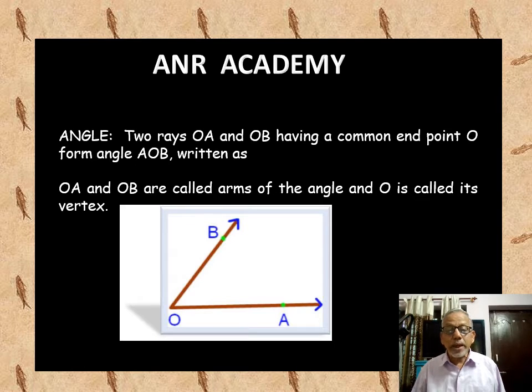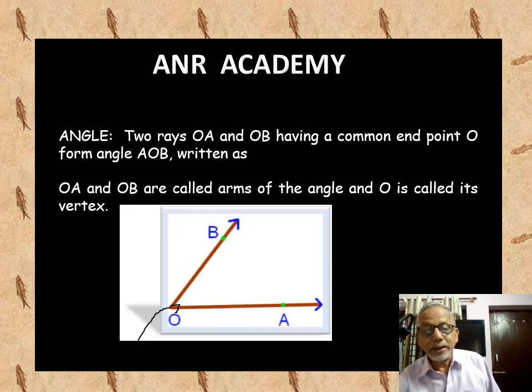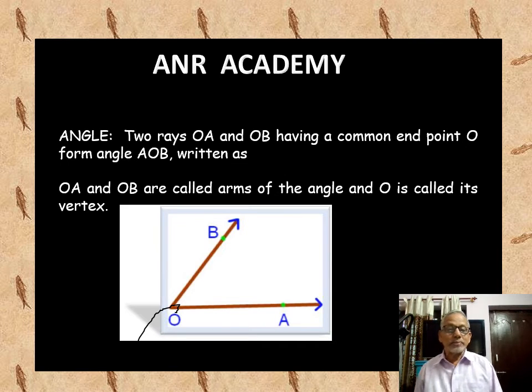Take rays OA and OB having a common endpoint. What is the common endpoint? O. O is your common endpoint. Two rays having a common endpoint is called an angle. Clear?